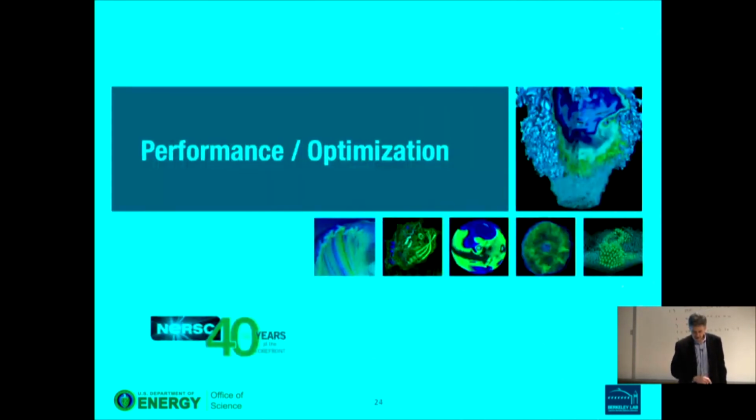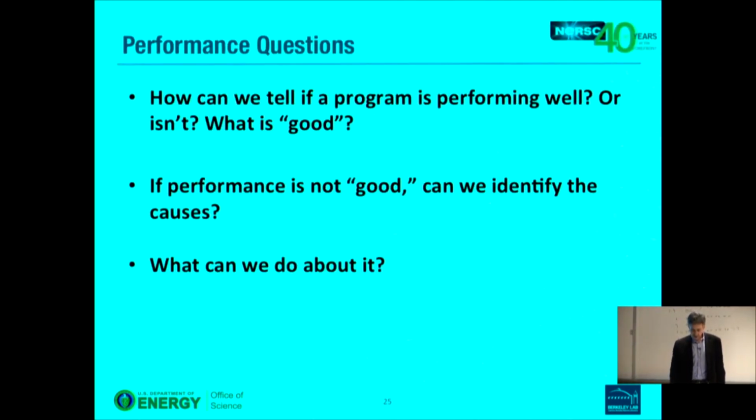So Valgrind is a great thing to try. Okay, so that's it for debuggers. Now we'll talk a little bit about performance and optimization tools. So the performance question really is always, I've got a program, it's running, is it running well? And how do I know if it's running well? And if somehow it isn't running well, what do I do about it?